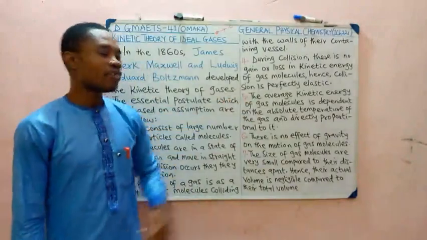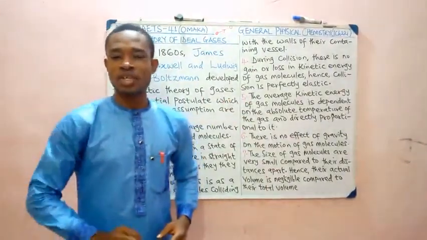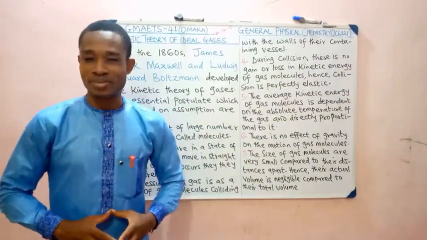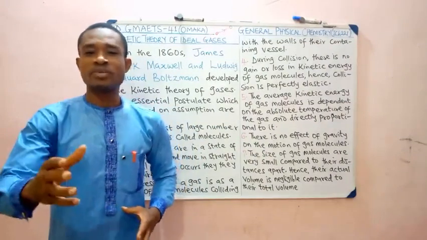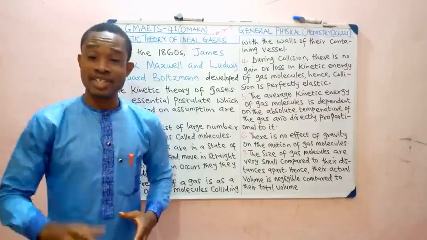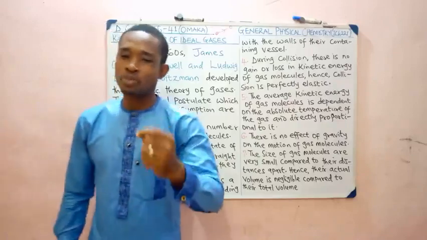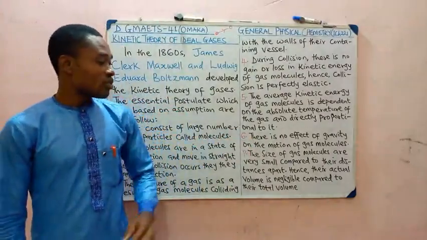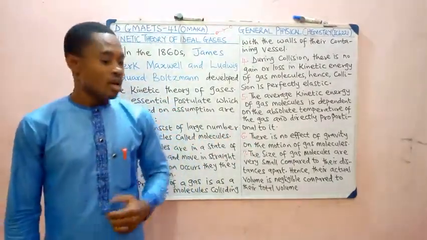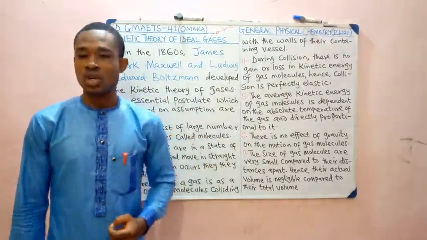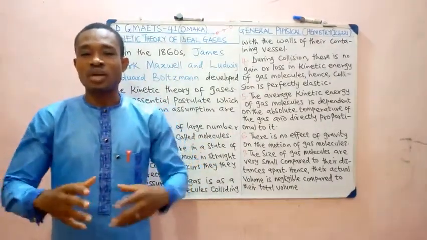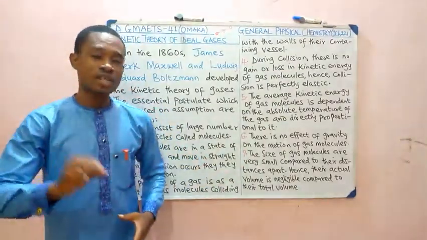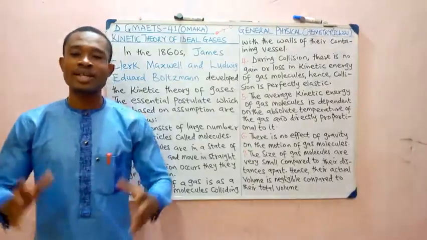the pressure of an ideal gas. Number 5, the average kinetic energy of a gas molecule is dependent on the absolute temperature of the gas molecules. It has been found that this average kinetic energy is directly proportional to the absolute temperature of the gas molecules. Now look at number 6, there is no effect of gravity on the motion of gas molecules. So gas molecules are not affected by gravity. That's the assumption made. And number 7, the size of gas molecules is very small compared to their distance apart.